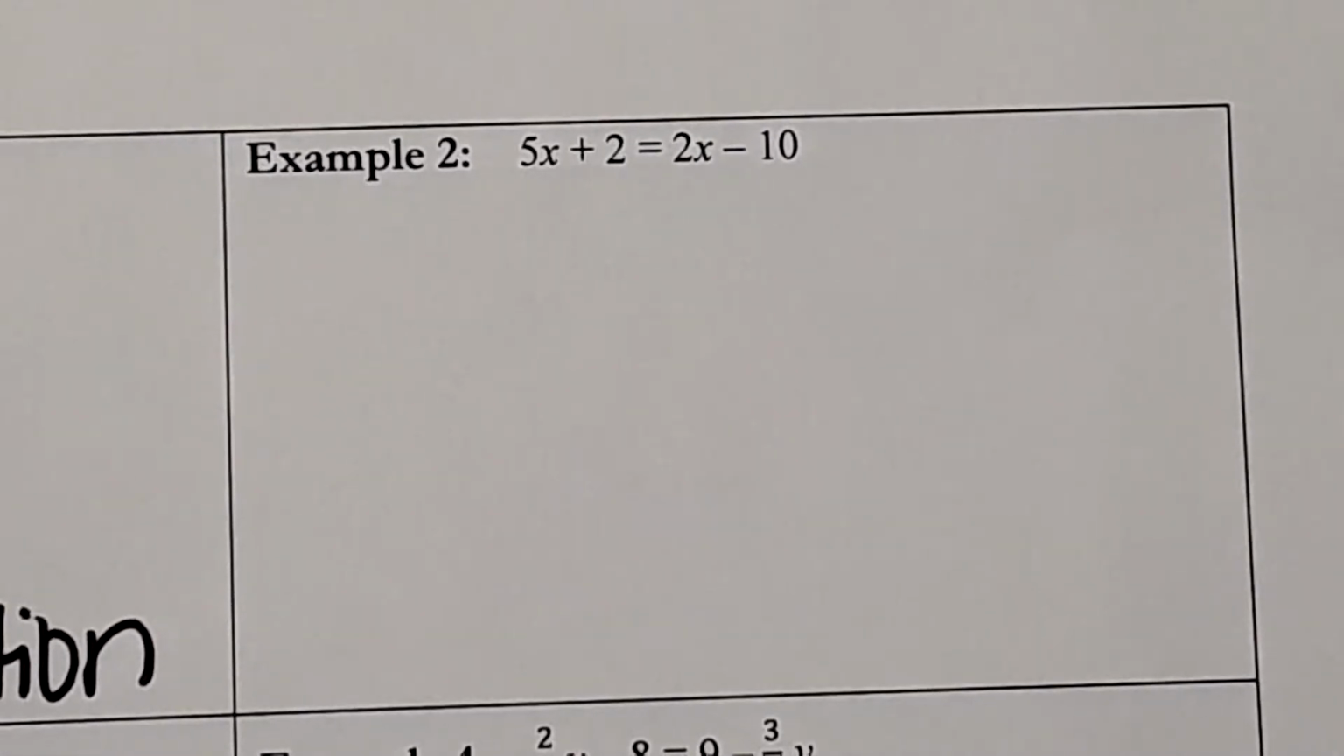Is there anything on the left side that needs to be combined? Like any like terms on the left side? Are there any like terms on the right side? No. So we're just going to start moving. And like I said, I always move my variable first. And if there's a variable on the right-hand side, I always move it to the left-hand side of the equal sign.